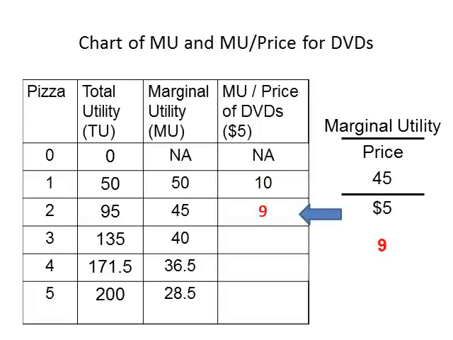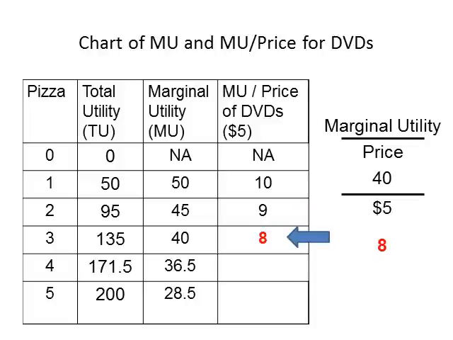The third row has a marginal utility, so it can be calculated. The formula is the marginal utility divided by the price. The marginal utility in the third row is 45, and the price is $5, so 45 divided by 5 is 9. 9 is placed in the third row of the table.